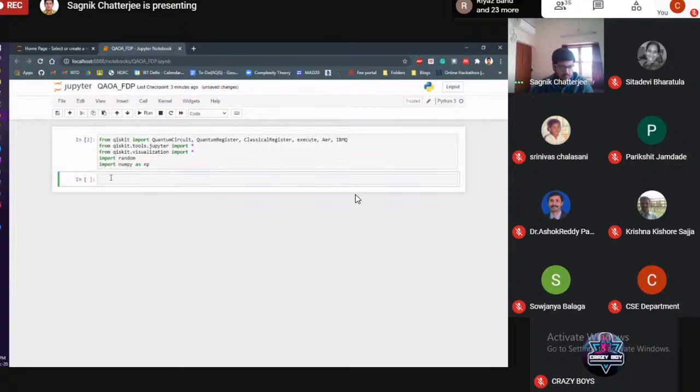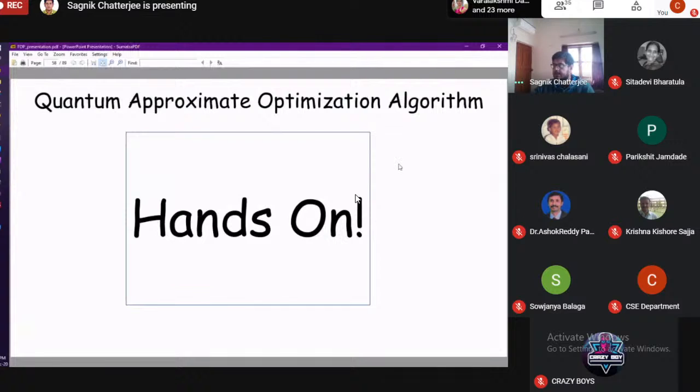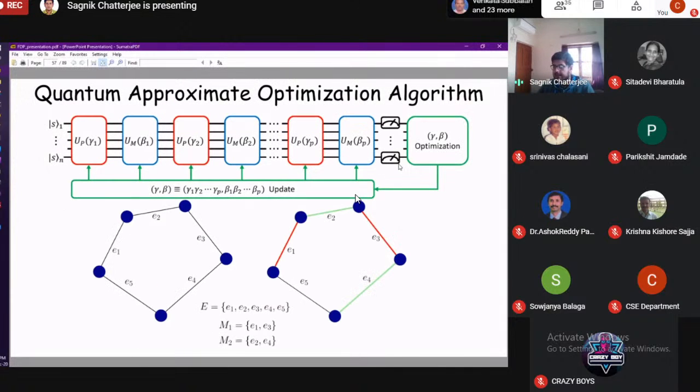Okay. So now we'll start coding up the circuit for the diagram. Before we start coding, I'd like you to see the diagram once again. You had two alternating layers, and what we are supplying as input to the alternating layers are the edges of the graph, so that we can form matchings on the graph. So that is what we will be coding up here.